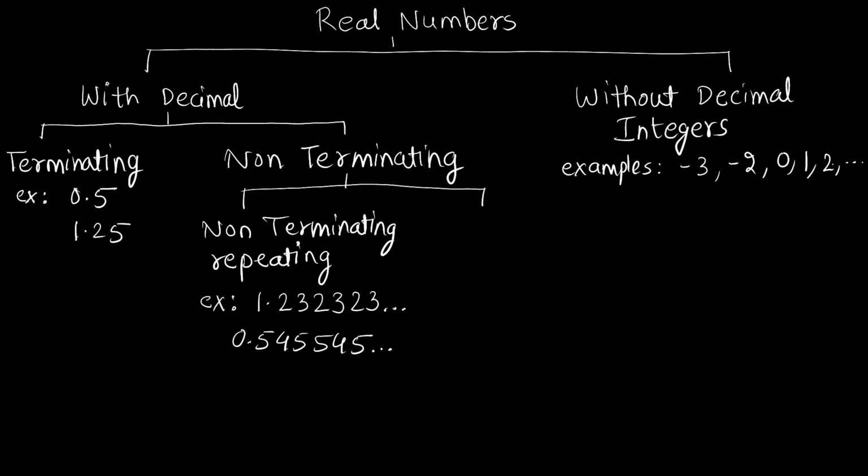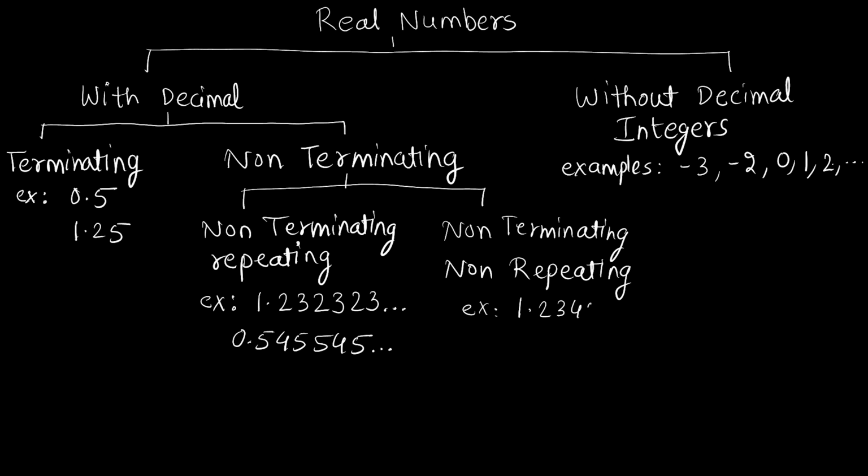Now the other classification under non-terminating is non-terminating as well as non-repeating, which means the decimal expansion will neither terminate nor repeat. So we can write it in the form of, let's say, 1.234567 and so on. Okay, so in this decimal expansion you can say that it is not terminating, right? It is not terminating after a certain point of time, as well as it is not repeating also.